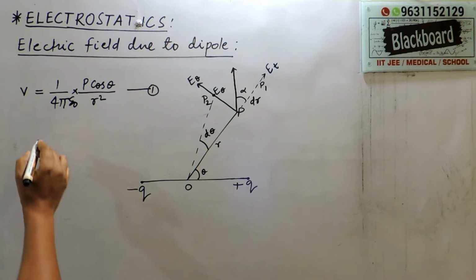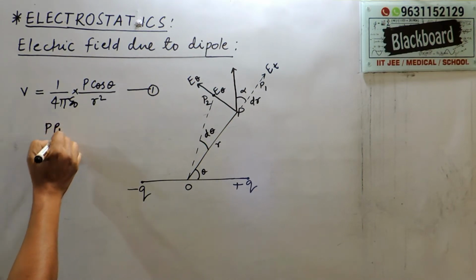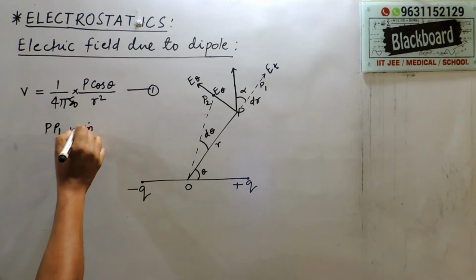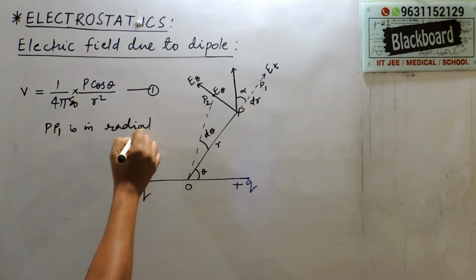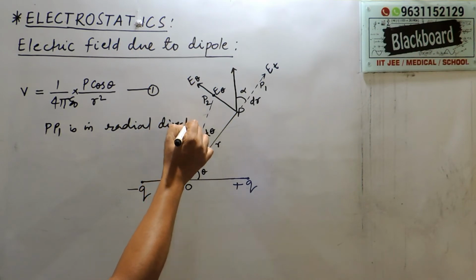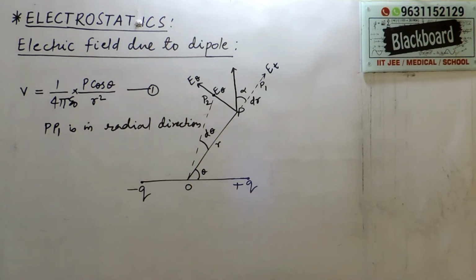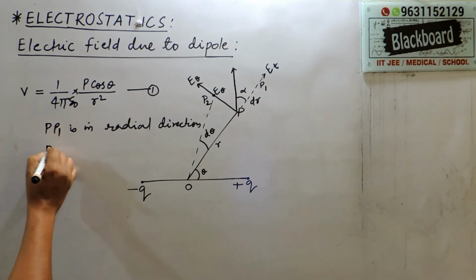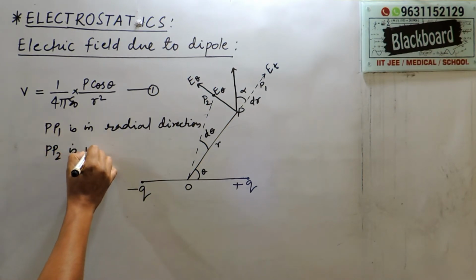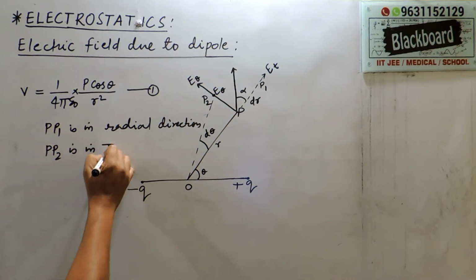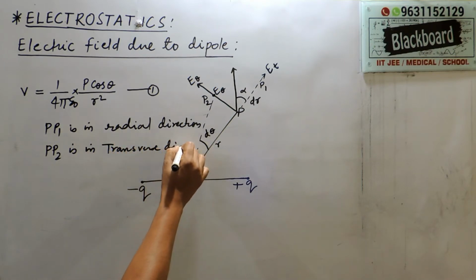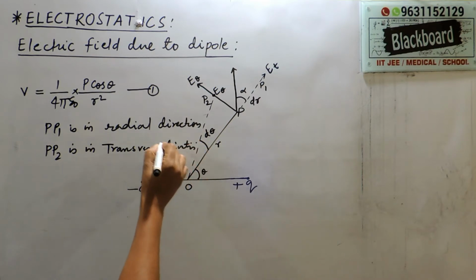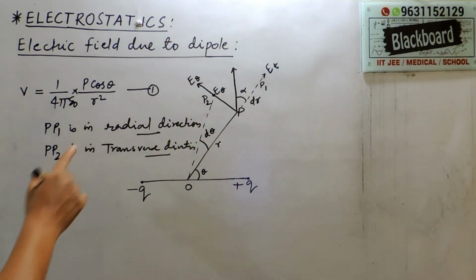That means you can say P1 is in your radial direction, and P2 is in the transverse direction. This is in the radial direction, this is in the transverse direction.